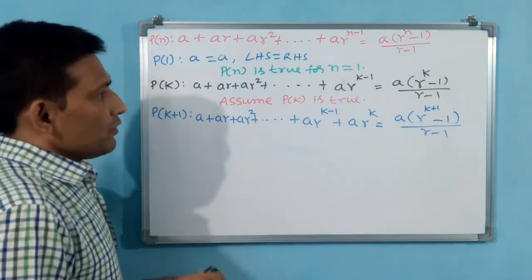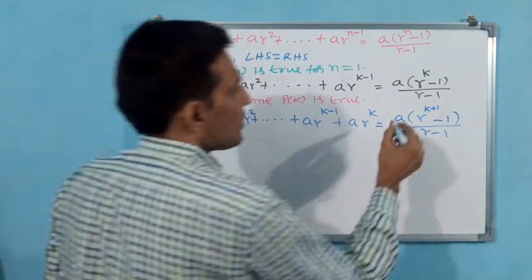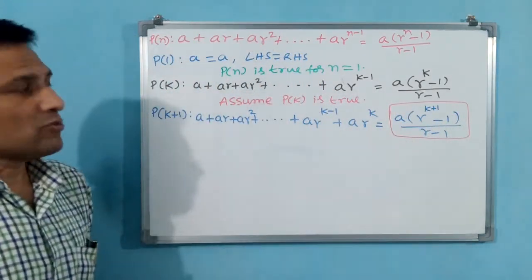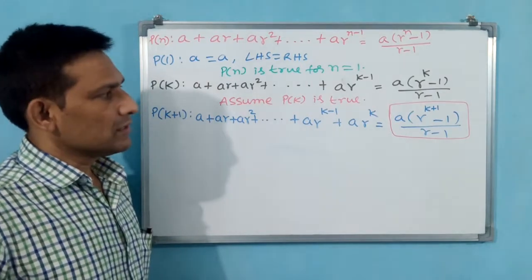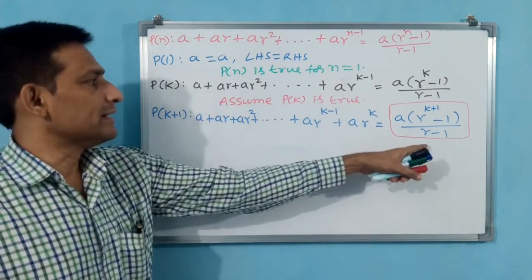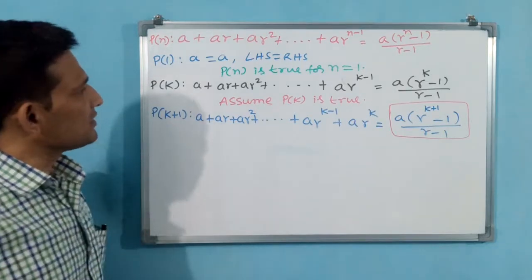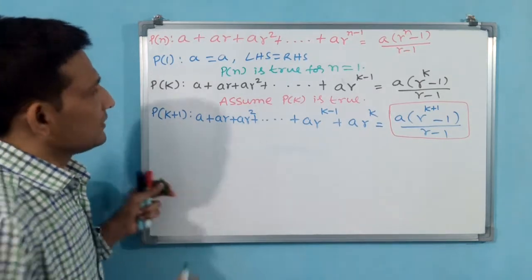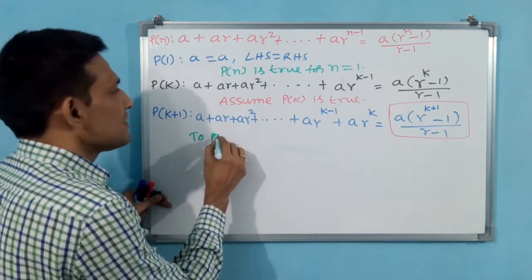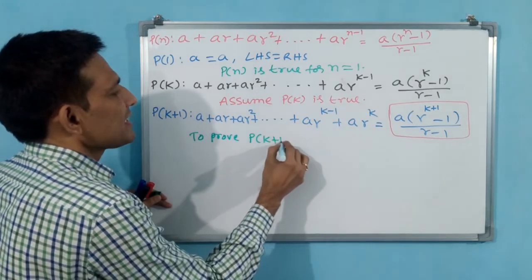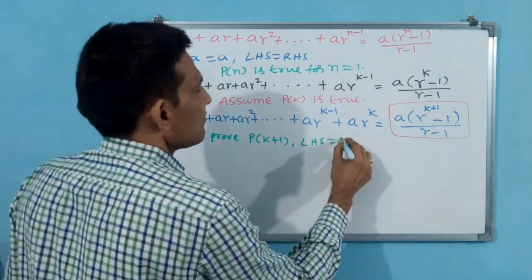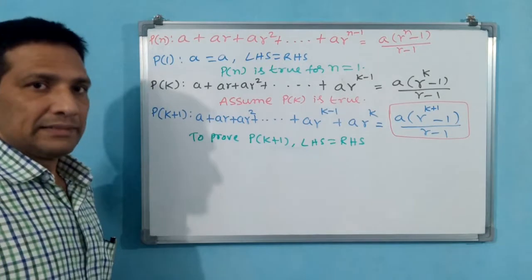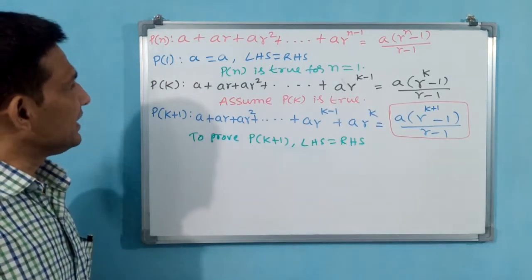What you have to do? You box this one. Finally, you have to prove this one: A into R power k plus 1 minus 1 divided by R minus 1. This you have to bring by taking LHS. Another step is to prove Pk plus 1 LHS is equal to RHS. That also you have to write. You write: to prove P of k plus 1 LHS is equal to RHS. If you prove RHS, automatically you have done it by mathematical induction.